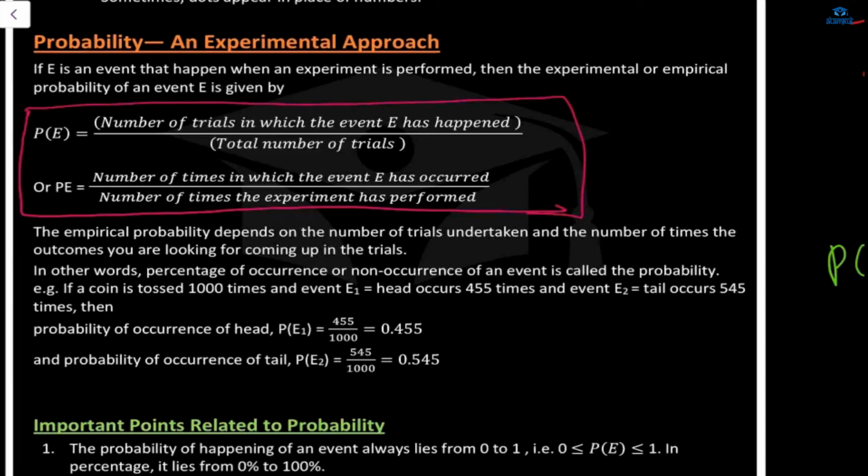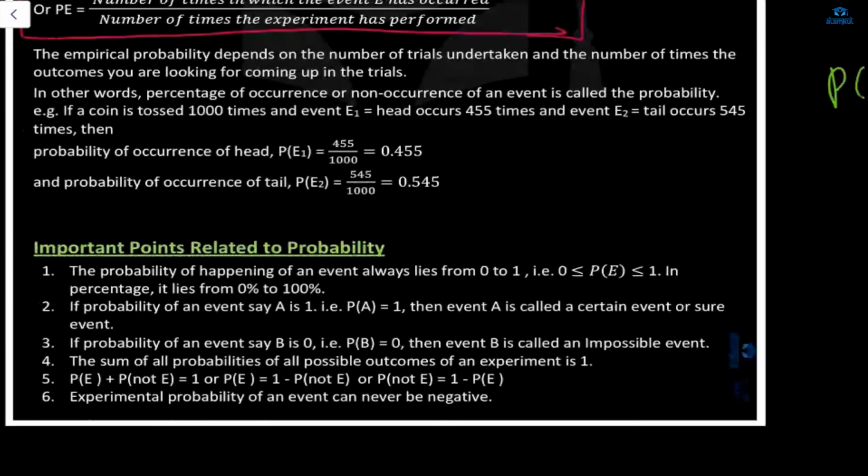So what will be the probability of getting a head? How many times have we got head? 455 times. And how many times have we tossed the coin? 1,000 times. So 455 upon 1,000. Similarly, what is the probability of getting a tail? How many times have we got the tail? 545 times. And the total number of times we have tossed the coin is 1,000.